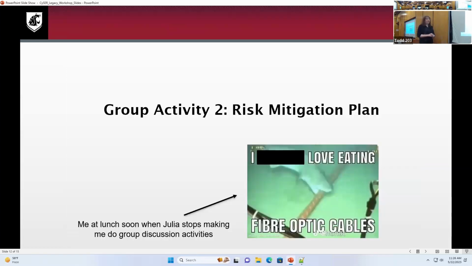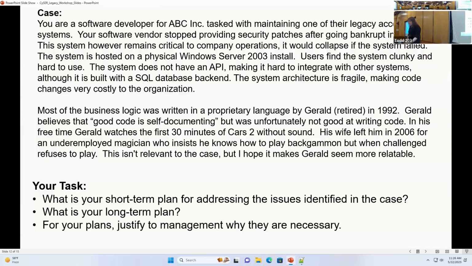All right, so the next part is we're going to talk about a risk mitigation plan. So we talked about the issues last time. Now I want you to, again, using the case text, give me your short-term plan for addressing the issues and your long-term plan.